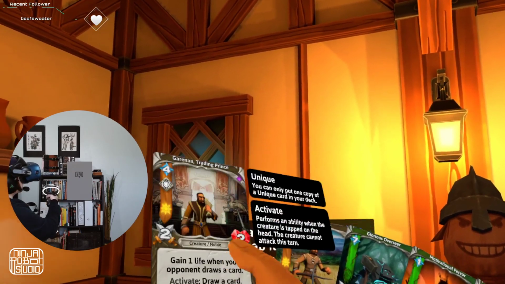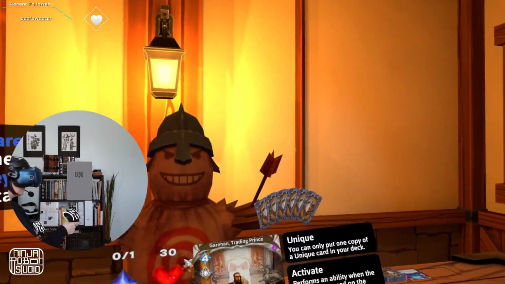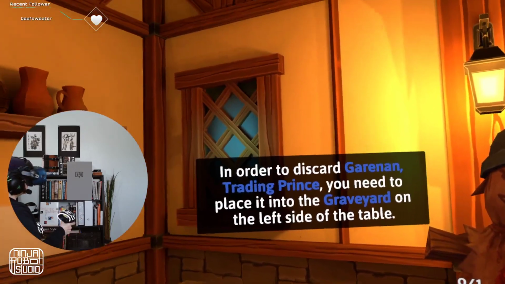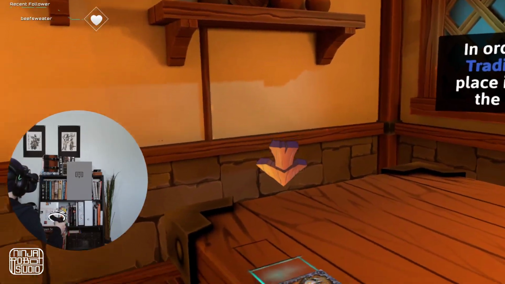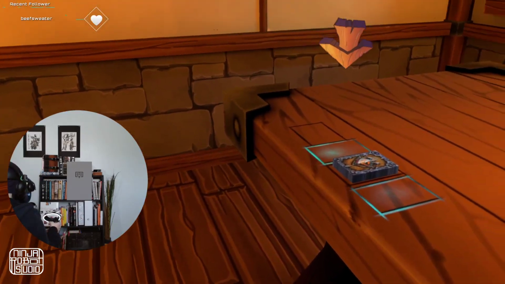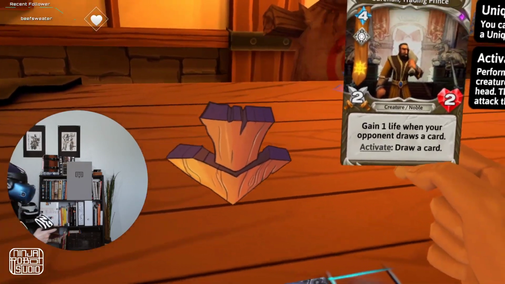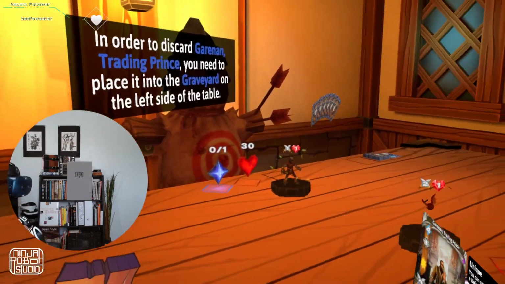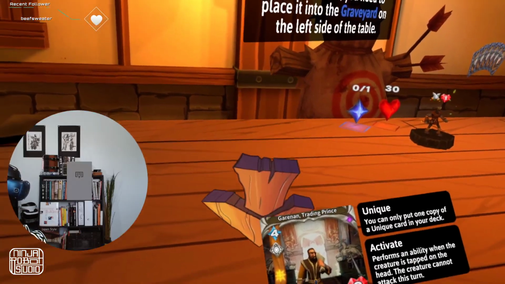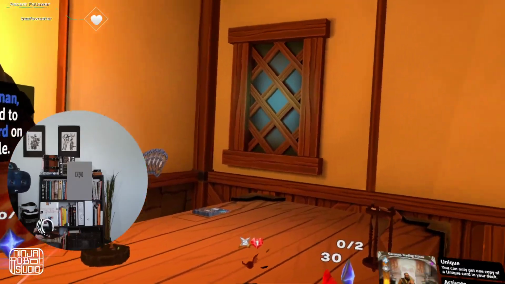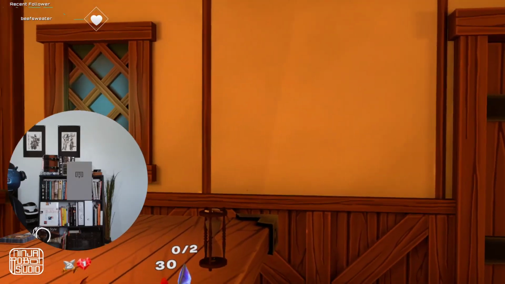Gain 1 life. That seems like a good card. In order to discard Garanin Trading Prince, unique, you need to place it into the graveyard on the left side of the table. I'm short, so I have to move over here this way. Oh, and that's another thing. Your play area may not be big enough. So thinking about the size of this table, it's rather large for one person.